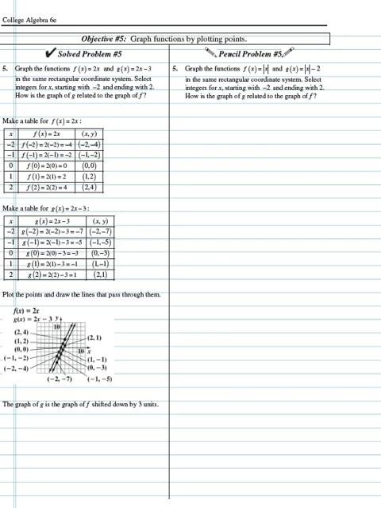They're asking us to graph the function f of x is equal to absolute value of x and g of x is equal to absolute value of x minus 2, and how the graph of g of x is related to the graph of f of x. So what I would want you to do is graph your function f of x equal to absolute value of x and g of x equal to absolute value of x minus 2 using your calculators.